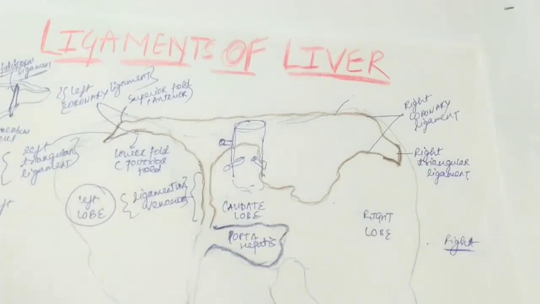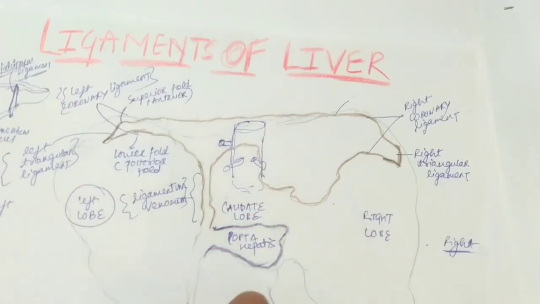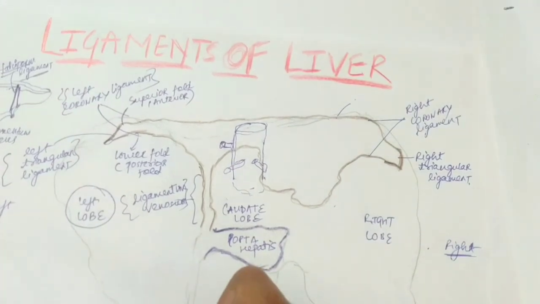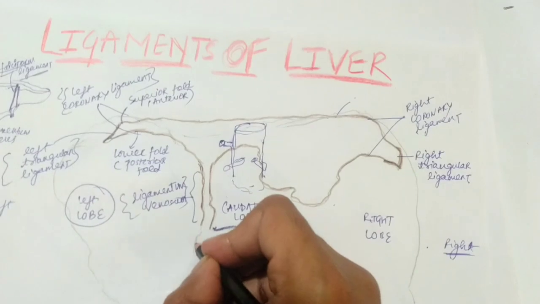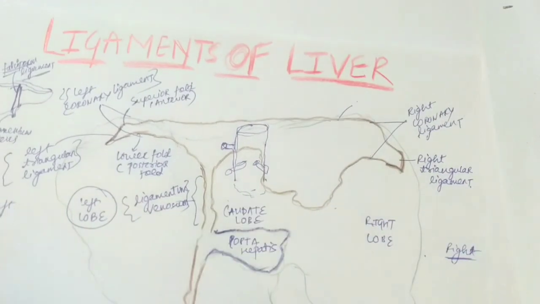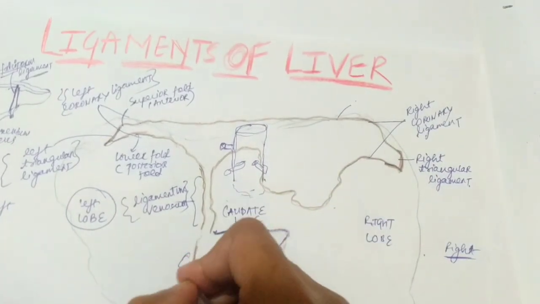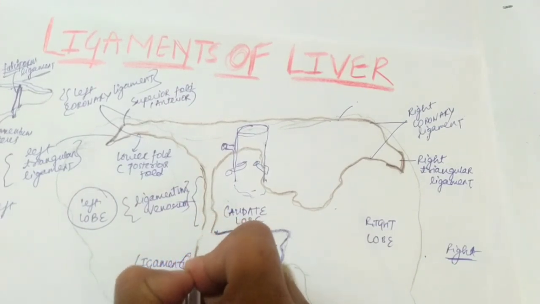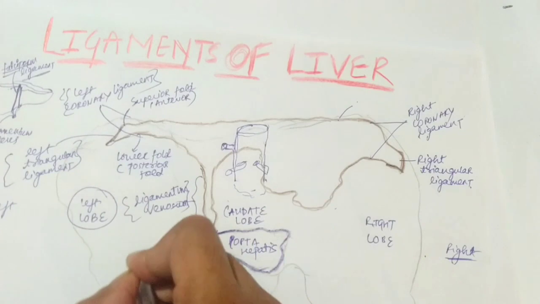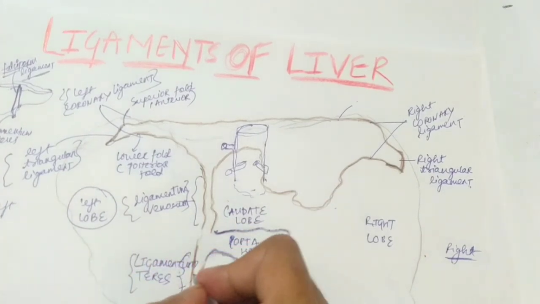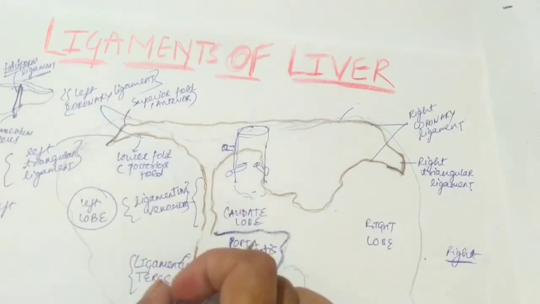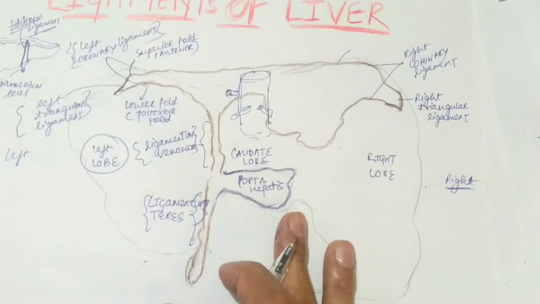Now the falciform ligament on the inferior surface continues as your ligamentum teres. So this area is your ligamentum teres. This is actually the remnant of your left umbilical vein in the fetal stage, which is coming from your umbilicus and ending here. So this part is the obliterated part of the left umbilical vein.